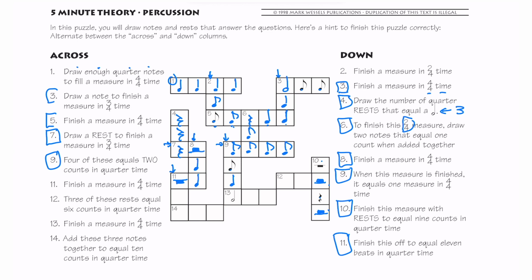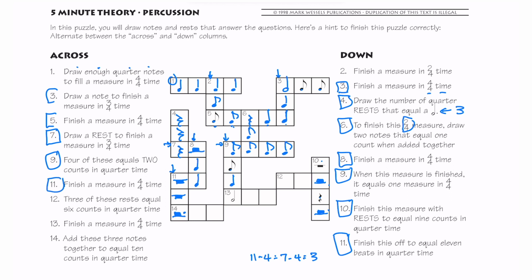The whole rest is 4 counts. So 11 minus 4 equals 7. So I need 7 more. I got 2 rests to do. So let me do another whole rest. Minus 4 equals 3. So my last rest needs to be 3 counts. Well, I know what 2 counts is. So if I want to make it 3, I got to put a dot behind that half rest. That's pretty tricky. Dotted half rest is the same as a dotted half note, count-wise.